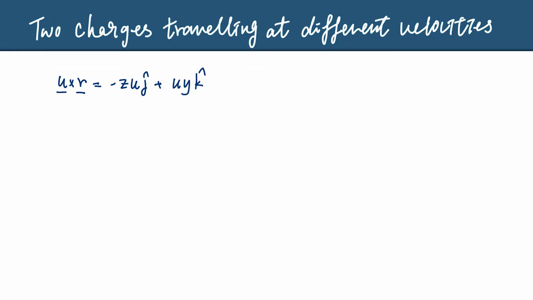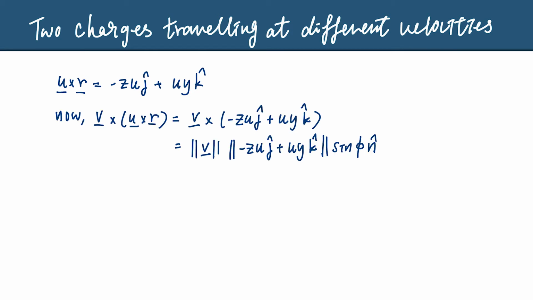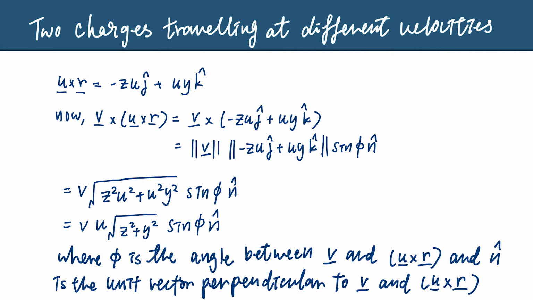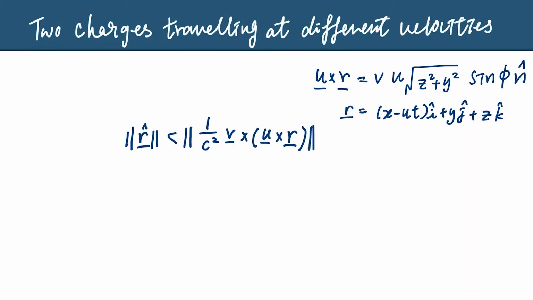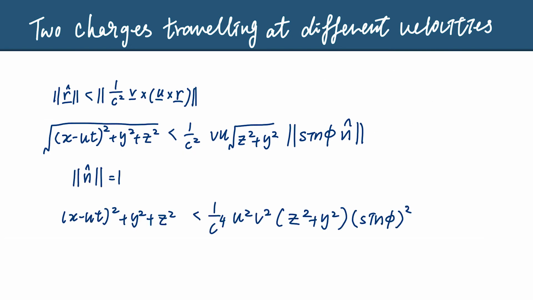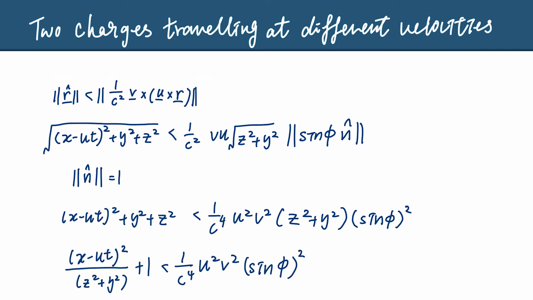Taking u cross r gives the expression minus zu times the unit vector j plus uy times the unit vector k. Then, using the definition of the cross product and simplifying the expression, we get vu root z squared plus y squared times sine phi times the perpendicular unit vector n, where phi is the angle between v and u cross r. After plugging in the results from the previous slide, taking the magnitude on both sides, and squaring the inequality and rearranging it, we get a result of x minus ut squared over z squared plus y squared plus 1 is less than 1 over c to the fourth times u squared v squared times sine phi squared.